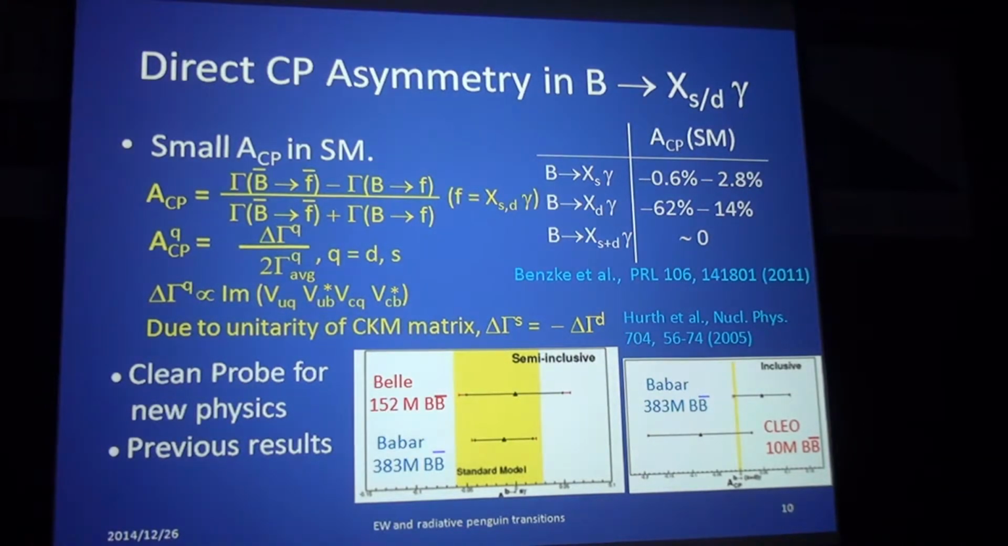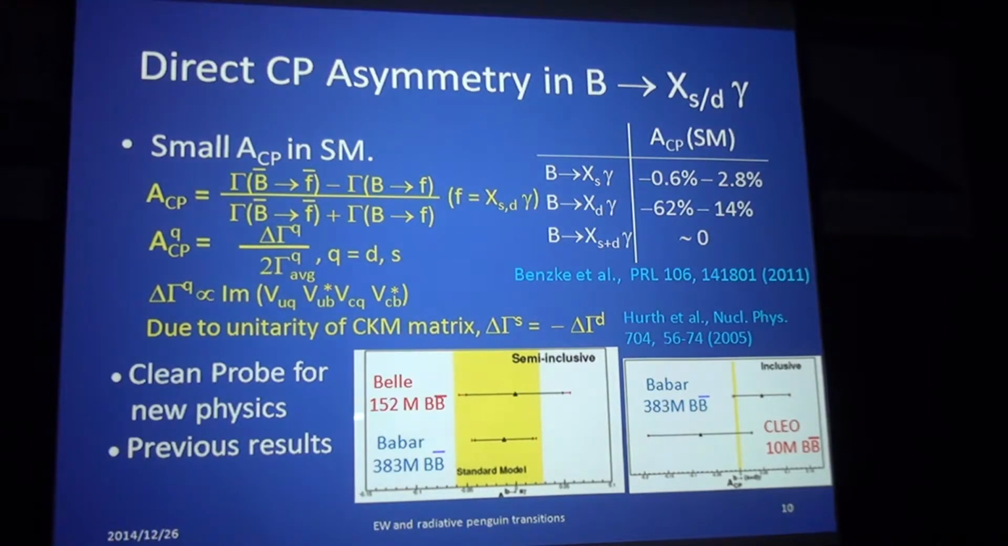I don't have time to go into the detail, but the reason is that the partial width difference between the B and the B bar for the s gamma case is just opposite to that of d gamma. So that's why if you include both channels, the CP asymmetry is very, very close to 0. Therefore, if you see some deviation from 0, it means there must be some new physics in the penguin loop.